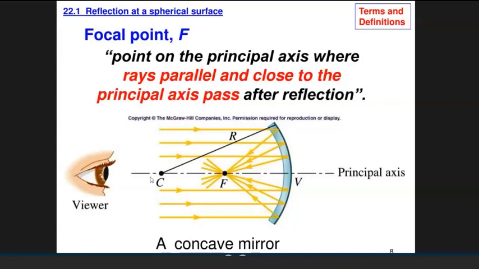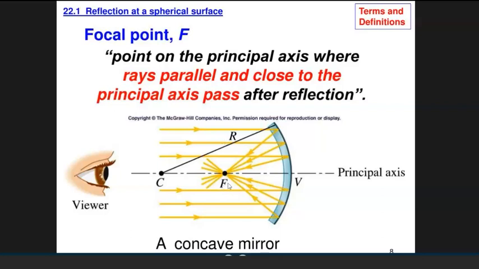You see here, this is the principal axis. The principal axis is a virtual line joining the center of curvature and the vertex of the mirror. So this is the virtual line joining the pole and center of curvature and extended beyond that. You must remember. So a ray parallel to the principal axis incident on the mirror, after reflection will pass through a single point on this principal axis. This point is called the focal point and is denoted by F.